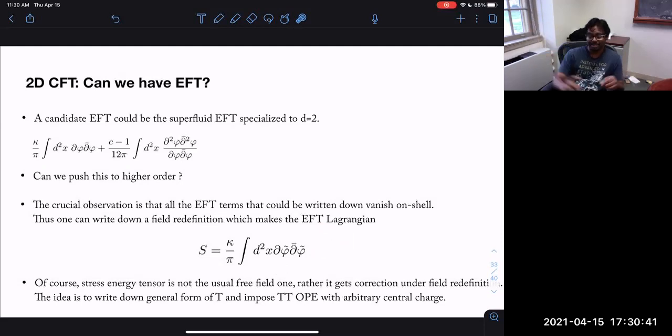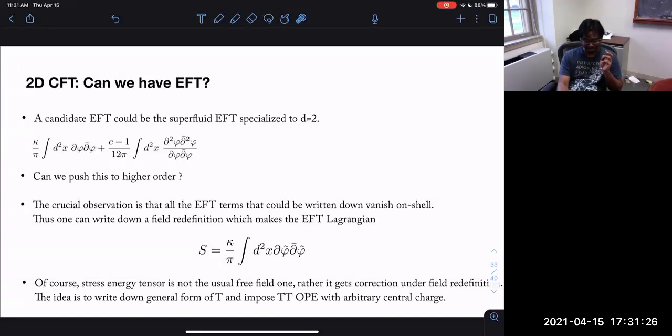because when you do the field redefinition, the stress energy tensor also gets corrected from this redefinition. And so if you want to write down a higher order theory, effectively it boils down to the following question: whether you can write down a general form of the stress energy tensor with this field phi tilde and impose TT-bar for arbitrary central charge. You can try to do it parametrically, order by order. And it turns out that if you only focus on the stress energy tensor, you can do it to arbitrary order with arbitrary central charge c. I have not written down the full expression here, but you can do it.